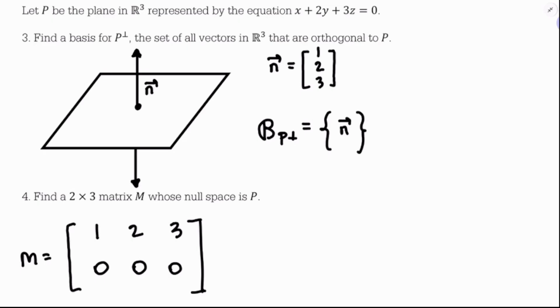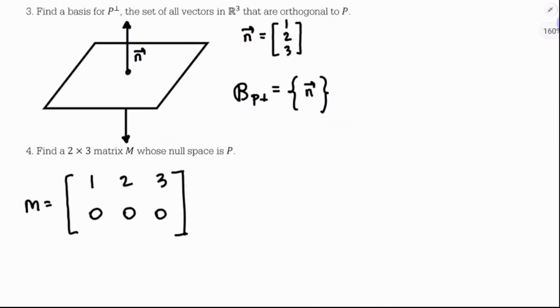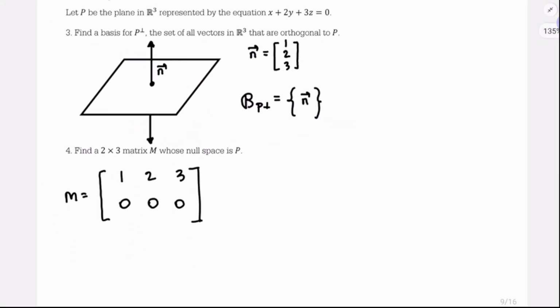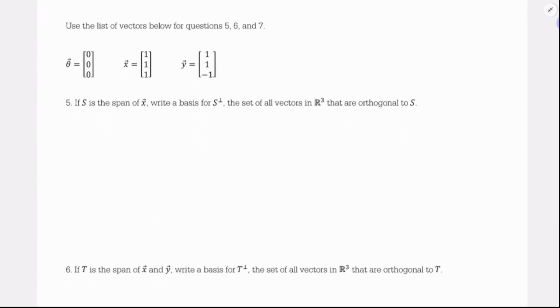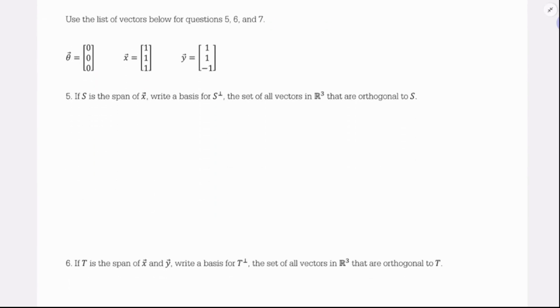We could have 1, 2, 3, 0, 0, 0. We could have 1, 2, 3, and 4, 5, 6 as the second row. We just can't have a second independent row because then we'd have a different null space. It would be just as, yeah, maybe just a line. I don't know.